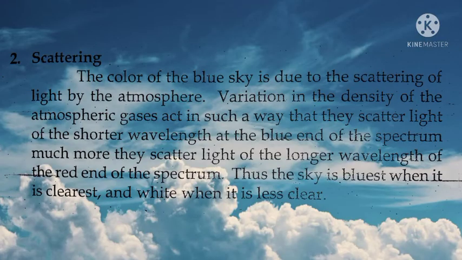Number 2. Scattering. The color of the blue sky is due to the scattering of light by the atmosphere. Variations in the density of the atmospheric gases act in such a way that they scatter light of the shorter wavelength, at the blue end of the spectrum, much more than they scatter light of the longer wavelength at the red end of the spectrum. Thus, the sky is the bluest when it is clear and white when it is less clear.